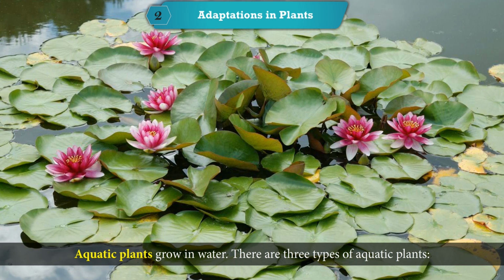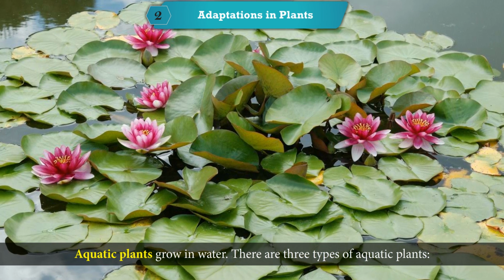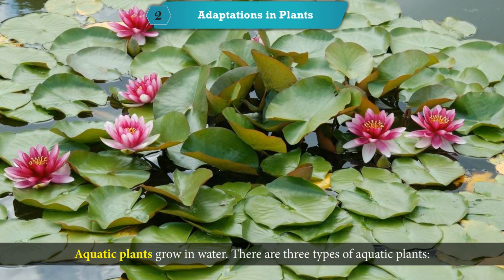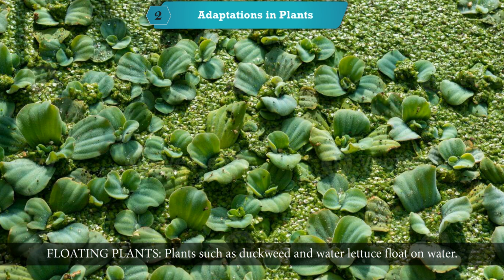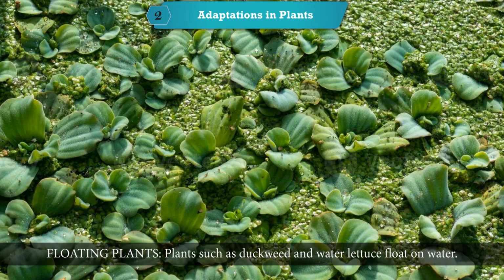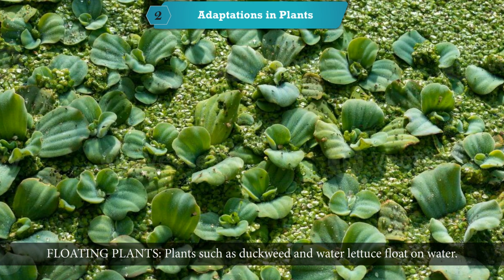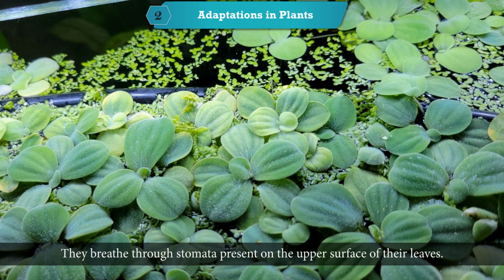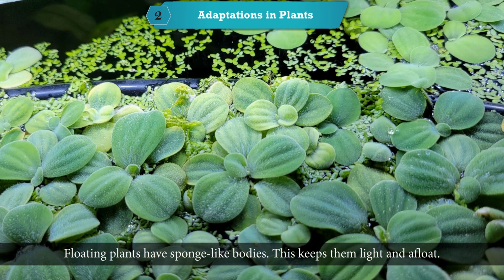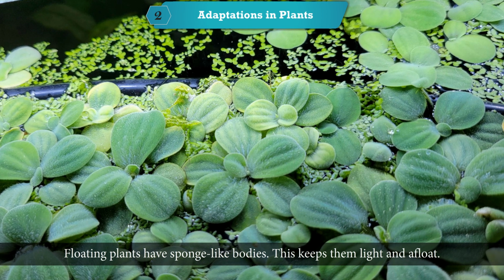Aquatic plants. Aquatic plants grow in water. There are 3 types of aquatic plants: floating plants, fixed plants, and underwater plants. Floating plants. Plants such as duckweed and water lettuce float on water. They breathe through stomata present on the upper surface of their leaves. Floating plants have sponge-like bodies. This keeps them light and afloat.